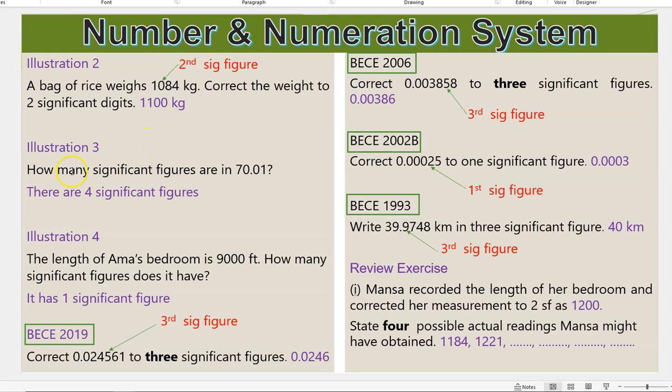Third question. How many significant figures are in 70.01? There are 4 significant figures in 70.01. The next illustration, which is illustration 4, the length of Ahmed's bedroom is 900 feet. How many significant figures does it have?